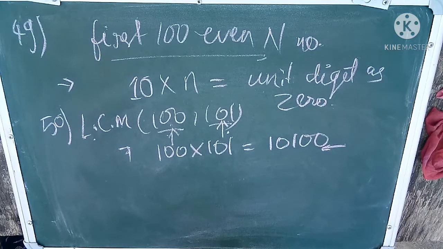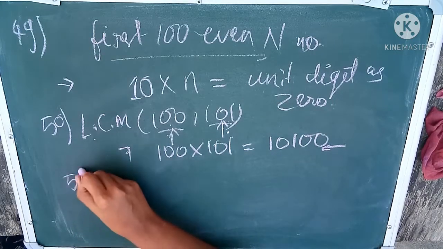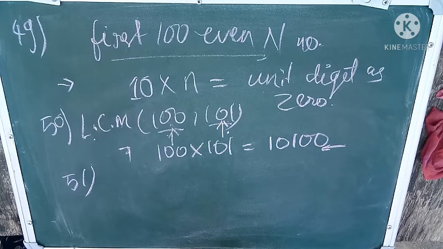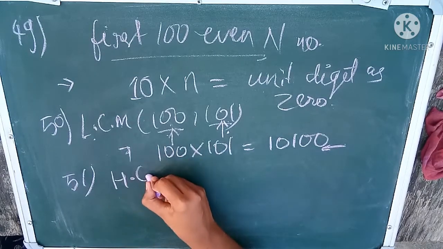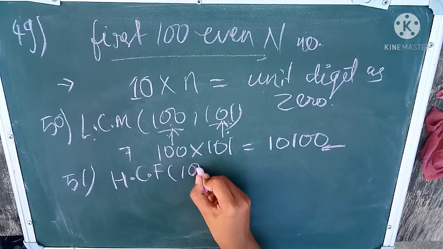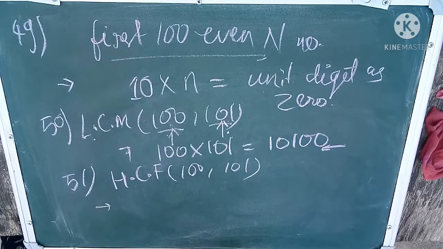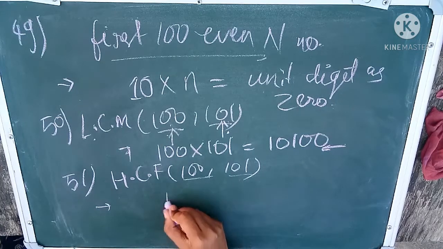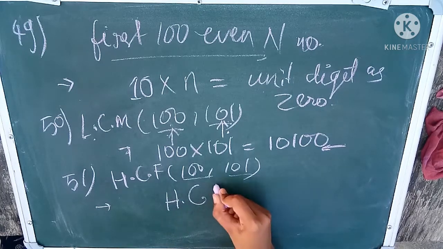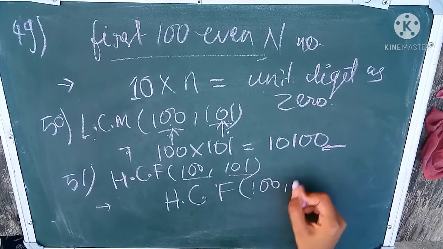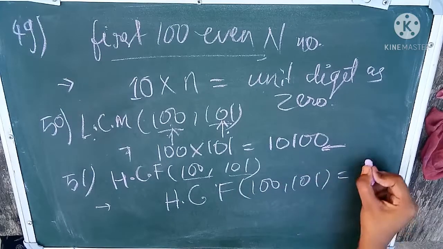The last question of level 2 is question number 51, and here we have to find out the HCF of the same numbers as in question number 50, that is 100 and 101. To find the HCF, the first thing is that there must be something common between the numbers. These two numbers have no common factor, and we all know that if there is none in common, then always one number is common, which is 1. So we can say that the HCF of 100 and 101 is equal to 1.